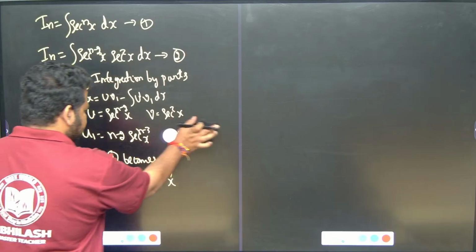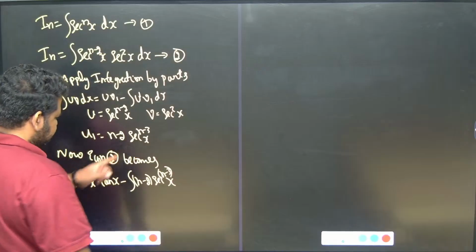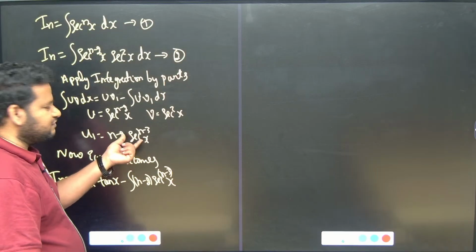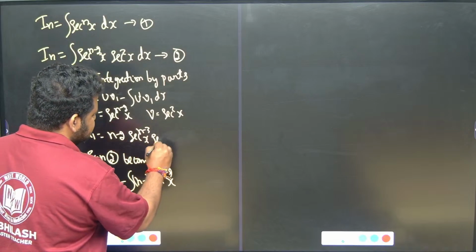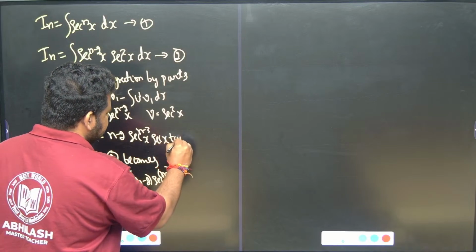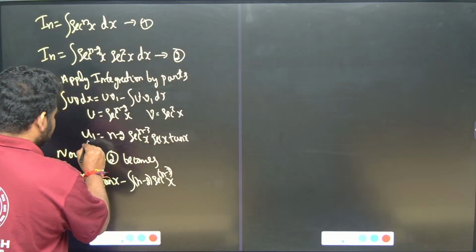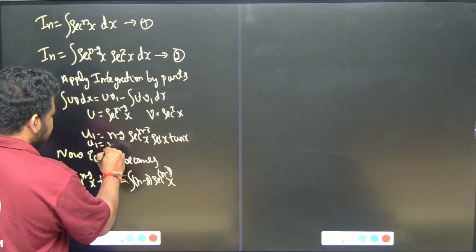Here I should write one more thing. See here, I wrote secant n minus 3x. That is fine. What about the differential of secant x? Differential of secant x is secant x tan x. Correct? Secant x tan x. So u1 will ultimately become n minus 2.